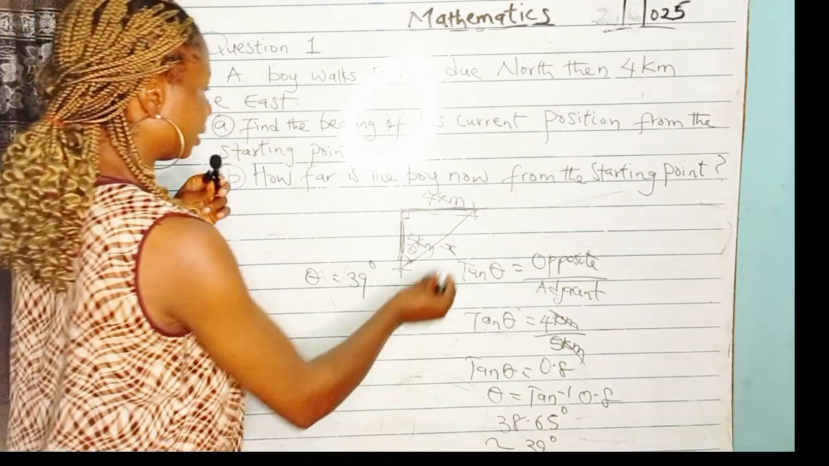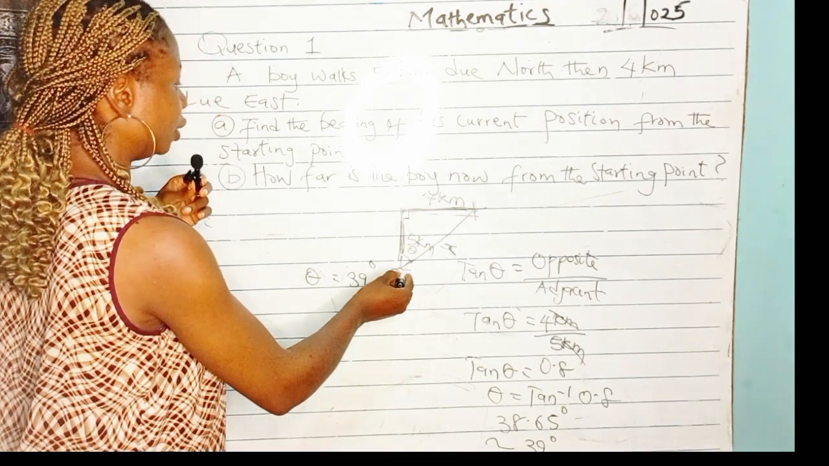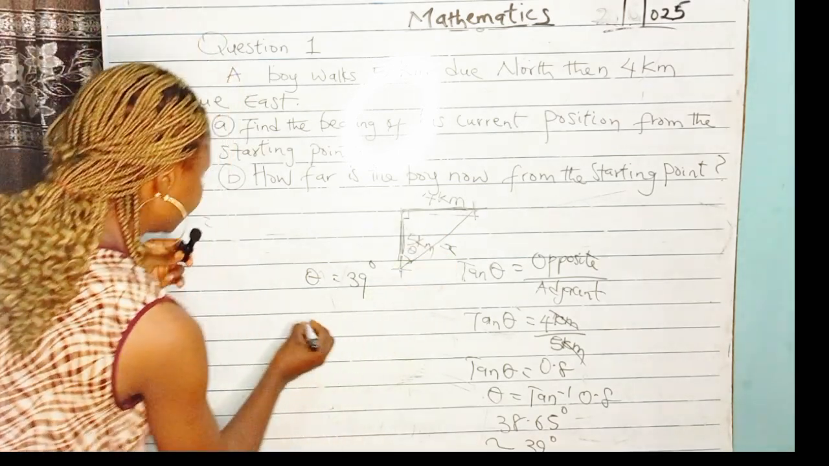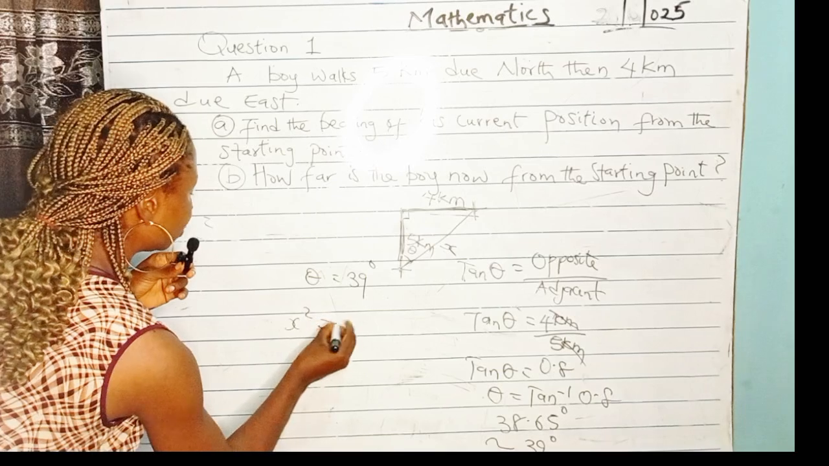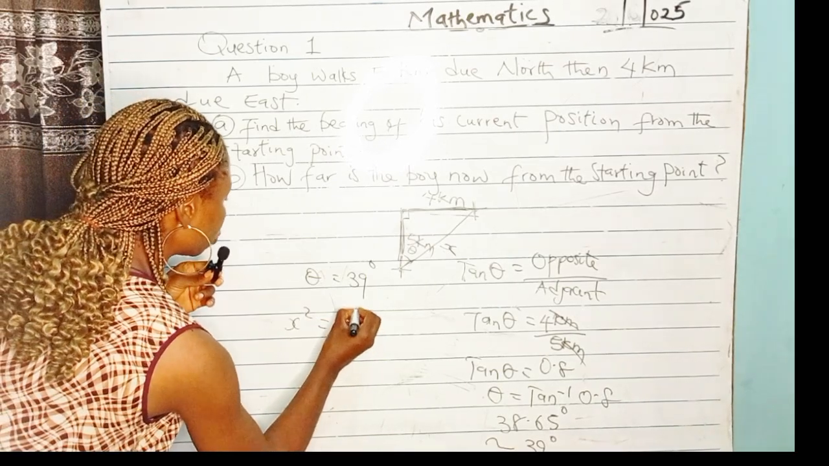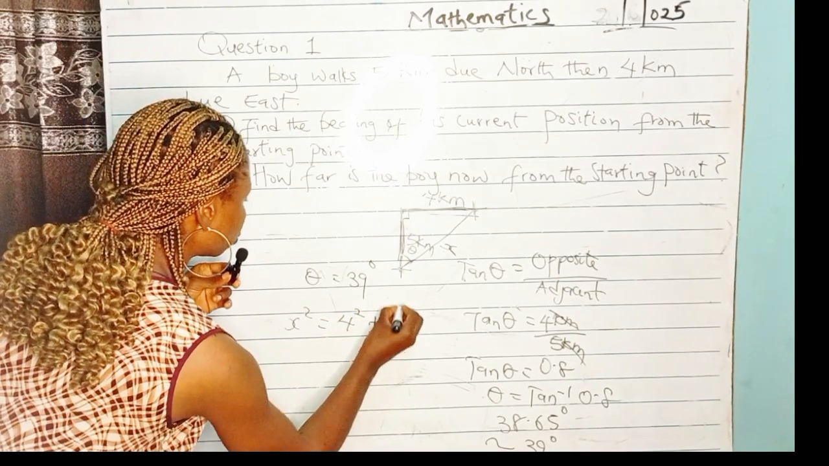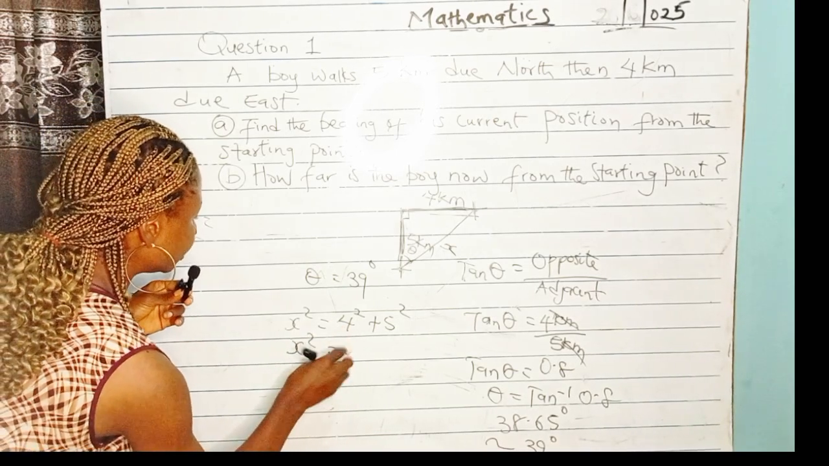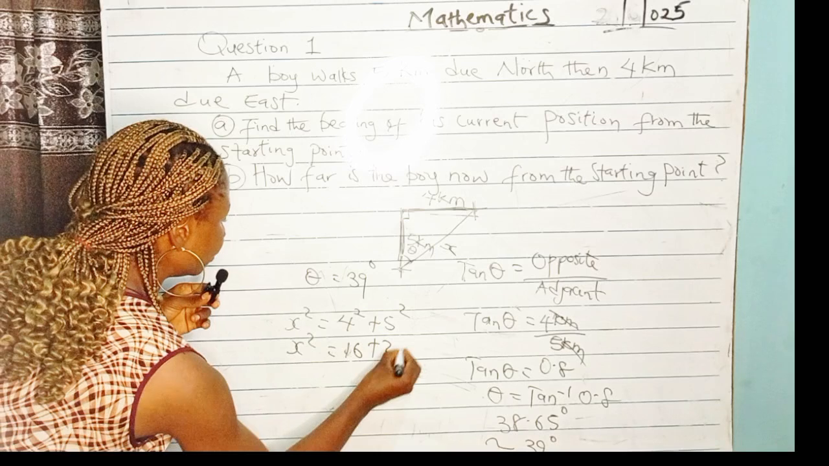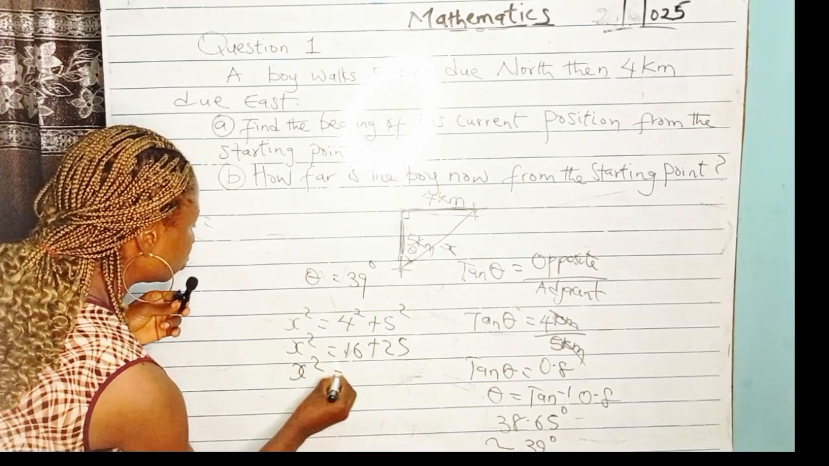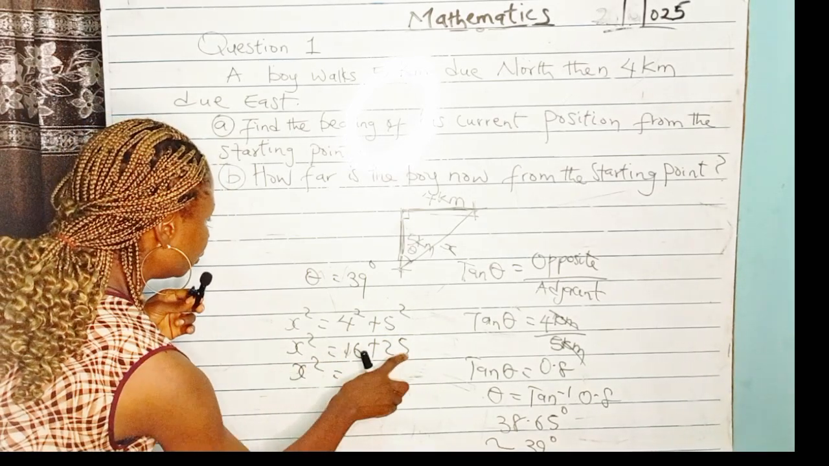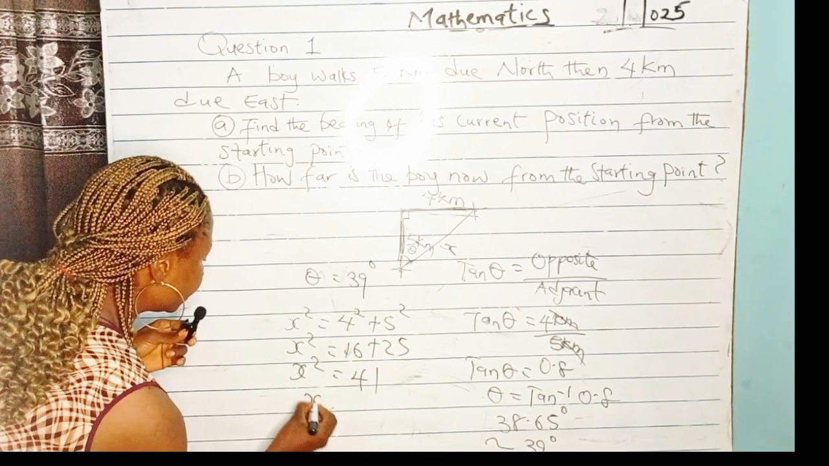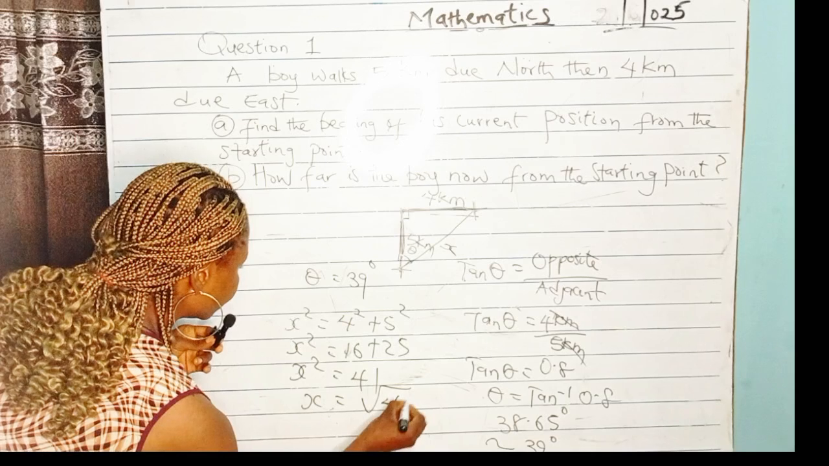Pythagoras theorem says that the square of the hypotenuse is equals to the sum of the squares of the other sides. So x is the hypotenuse. x square is equals to 4 square plus 5 square. x square is equals to 4 times 4, which is 16, plus 5 times 5, 25. x square is equals to 16 plus 25, which will give you 41. And x is equals to square root of 41.